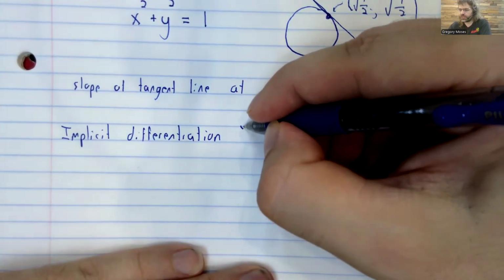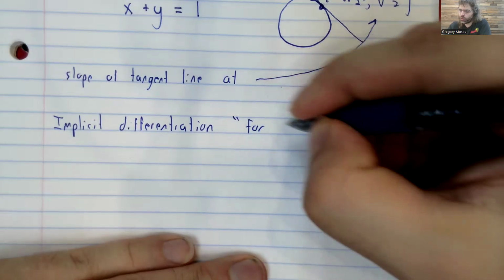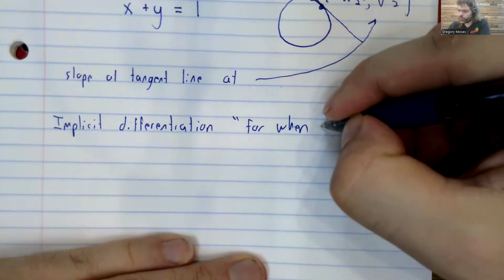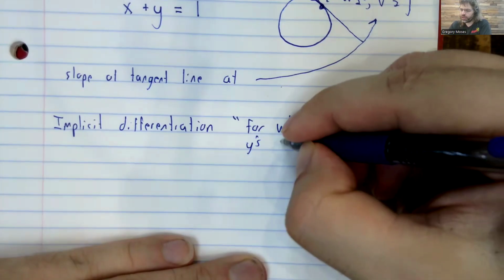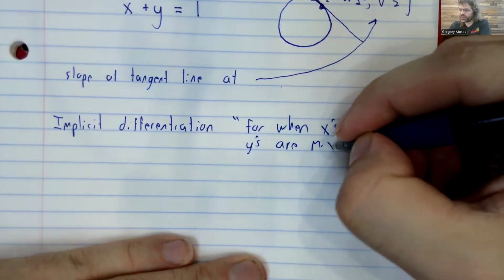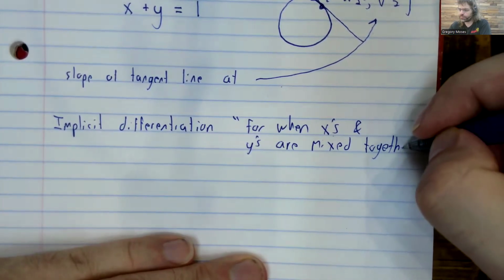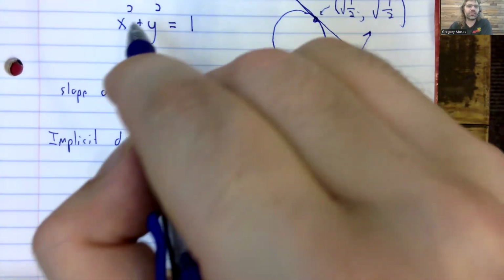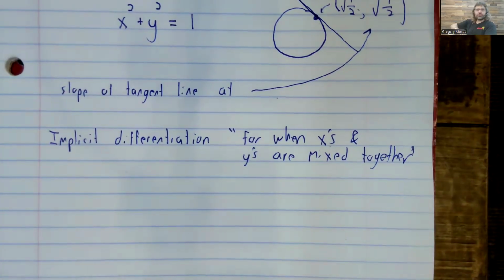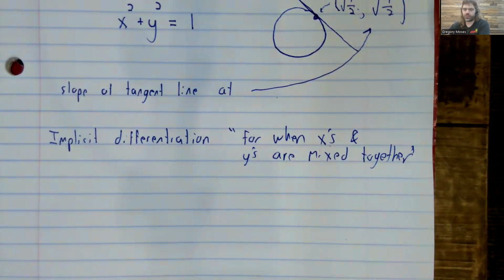And I'm going to state, obviously very informally, that this trick is for when your x's and y's are mixed together, which is what we see up here with this equation, instead of what we're most used to, which is y equals an expression of x. Our x's and our y's are mixed together.